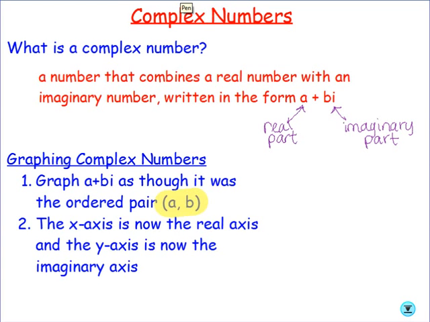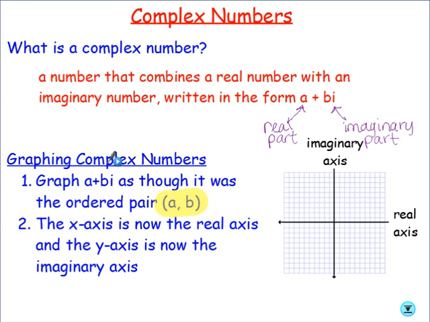So the x-axis, instead of being called the x-axis, it is now the real axis. And the y-axis is now called the imaginary axis. So it looks like this. We have a real axis that goes left and right, and we have an imaginary axis that goes up and down. So we're going to look at some very easy complex numbers to graph.